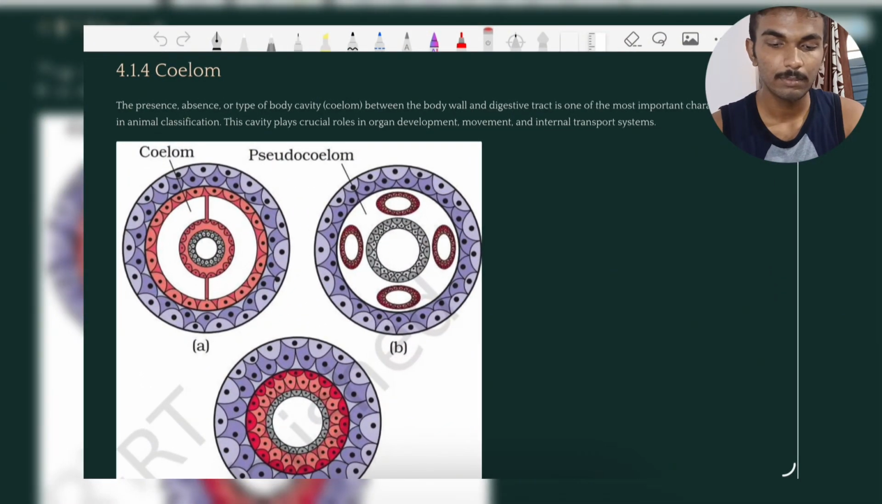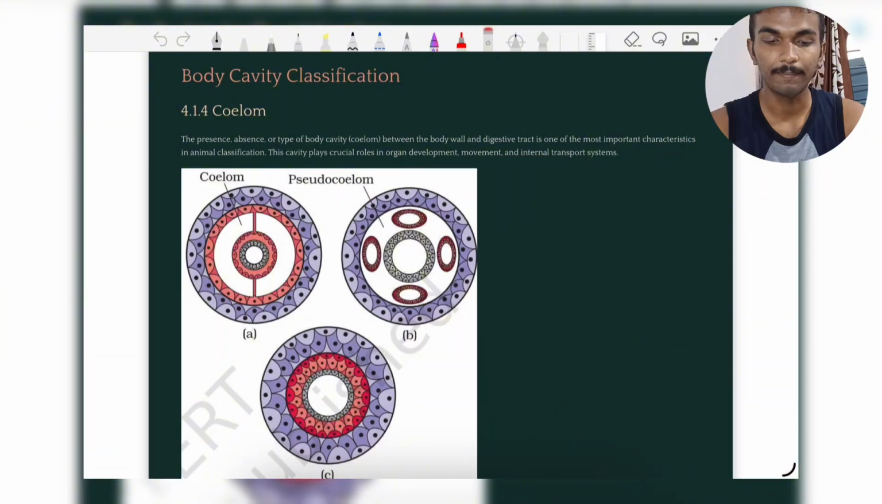Body cavity classification. Coelom: the presence, absence, or type of body cavity, the coelom, between the body wall and digestive tract is one of the most important characteristics in animal classification. This cavity plays a crucial role in organ development, movement, and internal transport system.